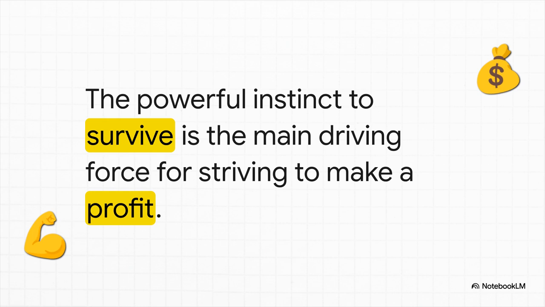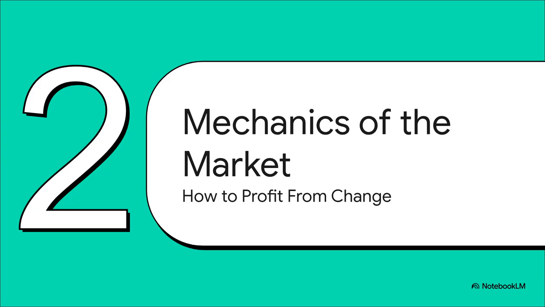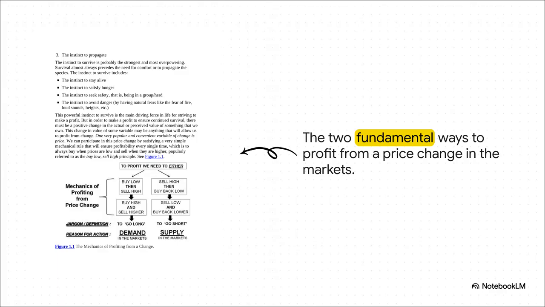Okay, so if making a profit is basically a survival thing, how do you actually do it in the markets? That brings us to the actual mechanics of trading and how people try to make money from all the constant change. When you strip it all down, making money from market changes really just comes down to two super simple actions. You either buy something when its price is low and sell it when it's higher, or you do the exact opposite. Let's break down what those two strategies are actually called.